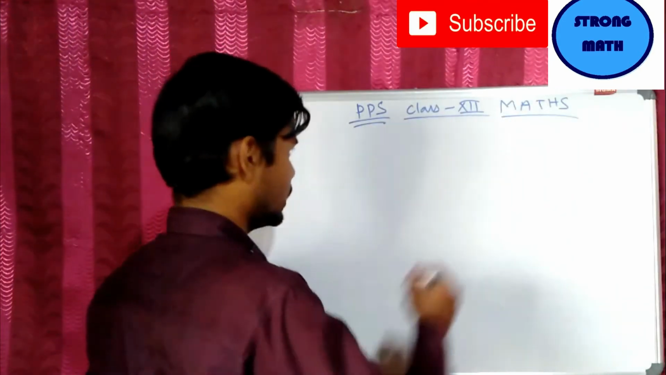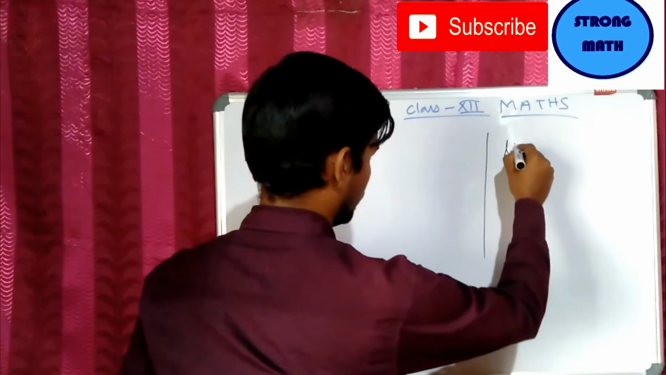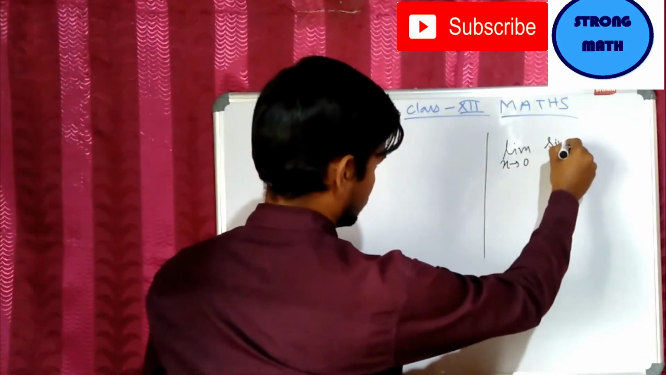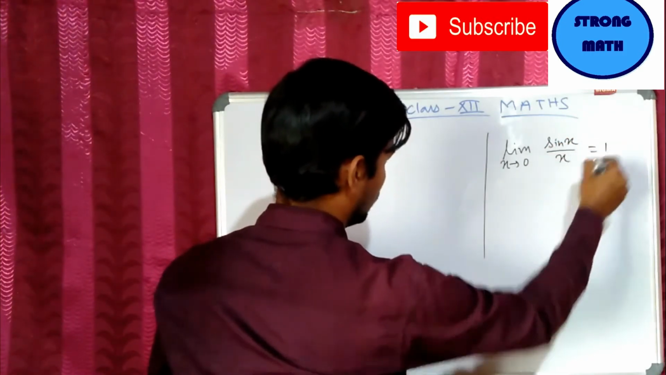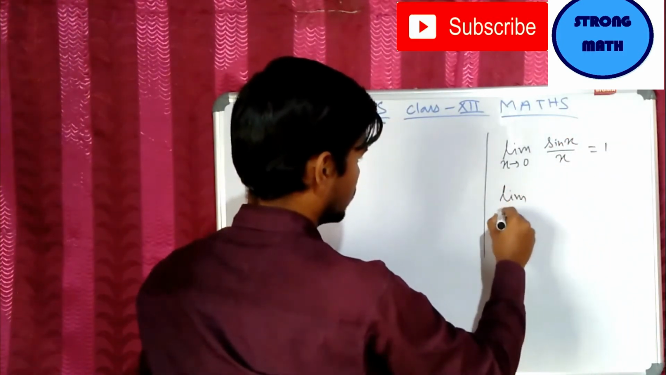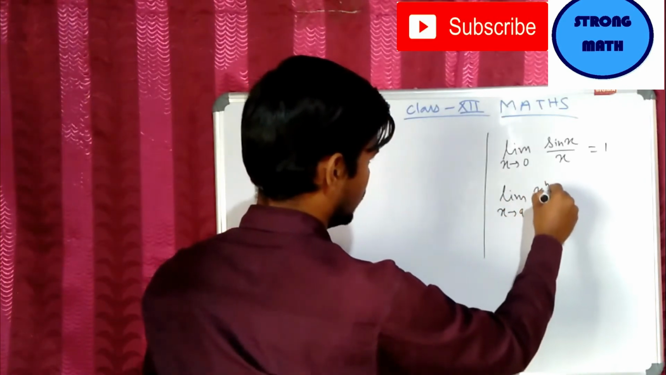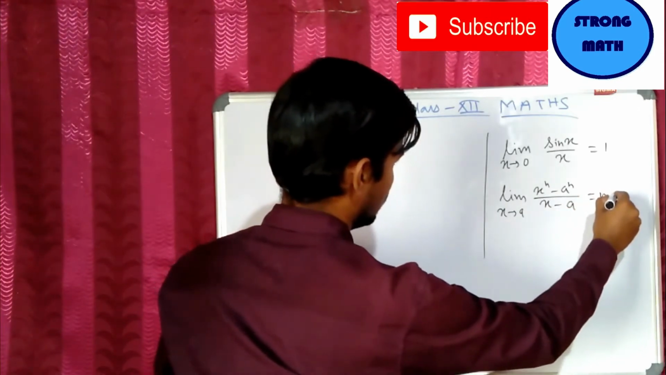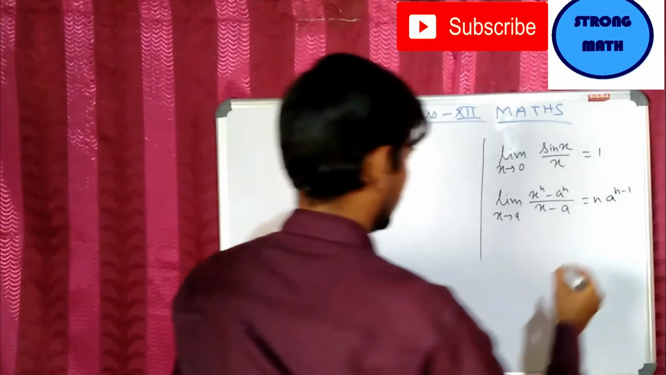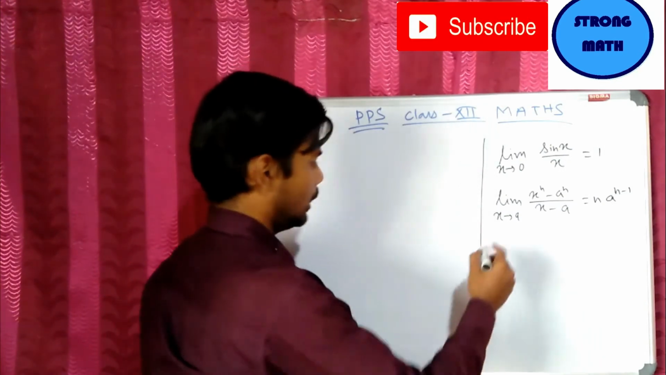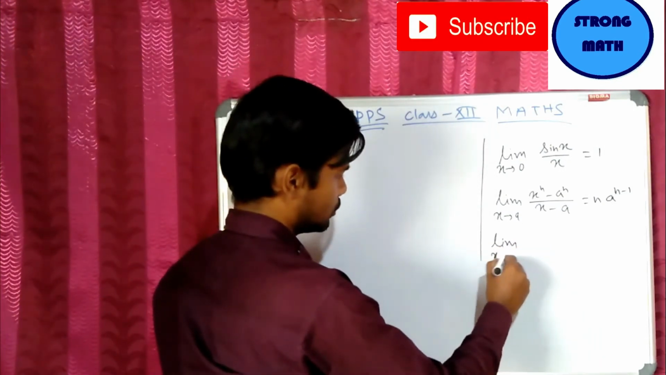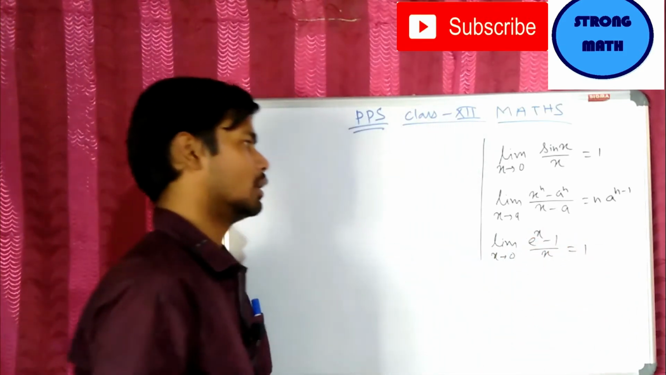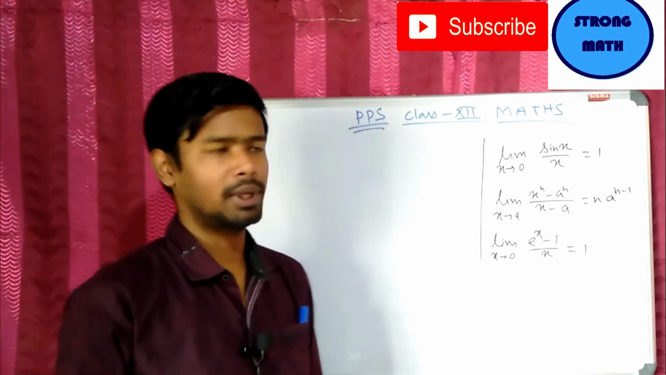At first, recall the formulas related to limit. Limit x tends to 0, sin x by x equals 1. Limit x tends to a, x to the power n minus a to the power n by x minus a equals n a to the power n minus 1, right? And limit x tends to 0, e to the power x minus 1 by x is also 1, and so on. There are so many formulas related to limit.